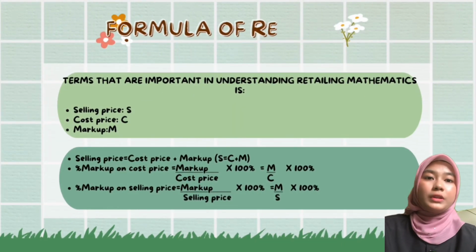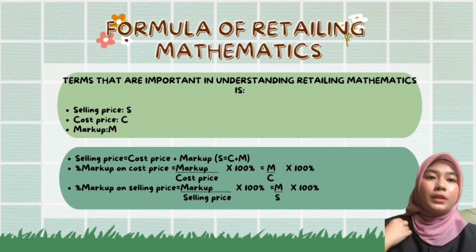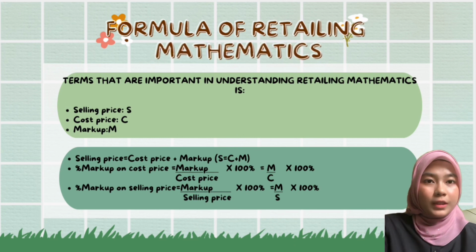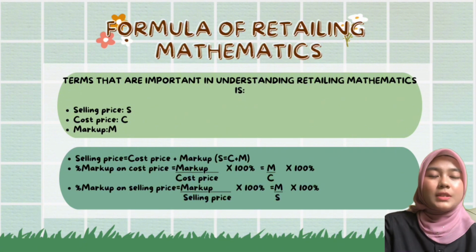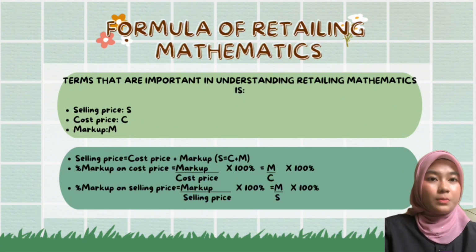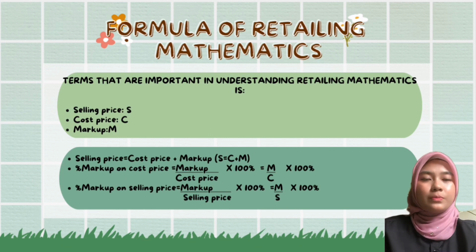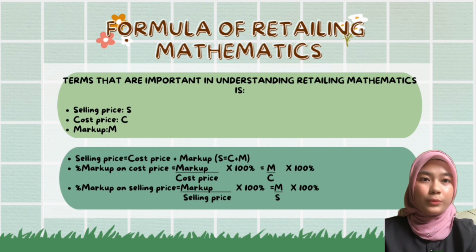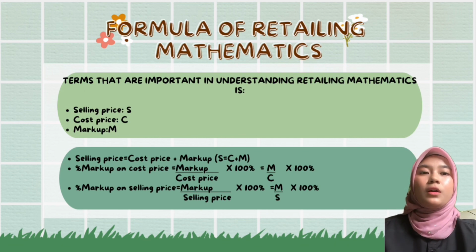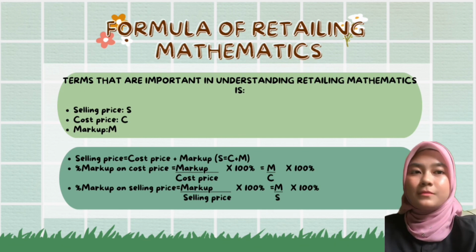For the formula of retailing mathematics, the terms that are important in understanding retailing mathematics are S, which is selling price, C is cost price, and M is markup. Selling price is equal to cost price plus markup, but this formula can also be used to find C or M, where you just need to move it to be the subject.